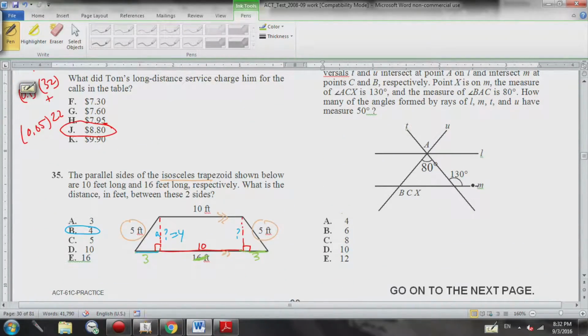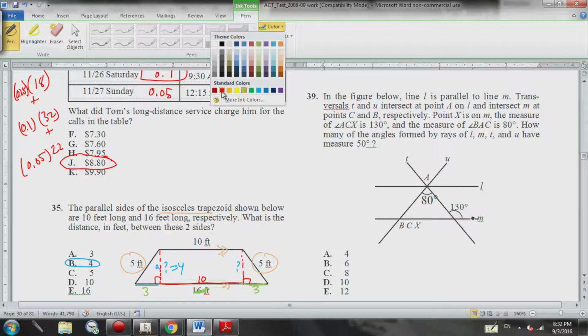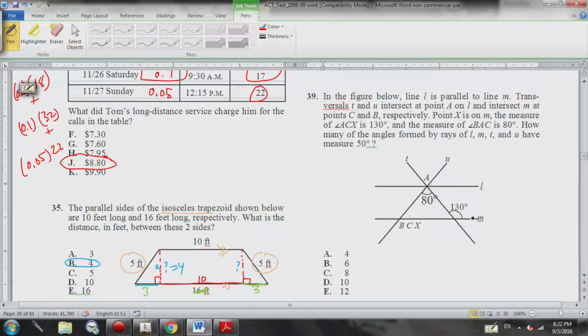J. Number 39. Okay. Number 39 says, in the figure below there are 3 lines. Okay. There's T, U, L, M. Okay, very good, 4 lines. L is parallel to M. Okay, these two are parallel. Let's mark them. There are 2 transversals, T and U. Okay, they both intersect at point A. Okay, very nice. And all these points. Point X is on M.